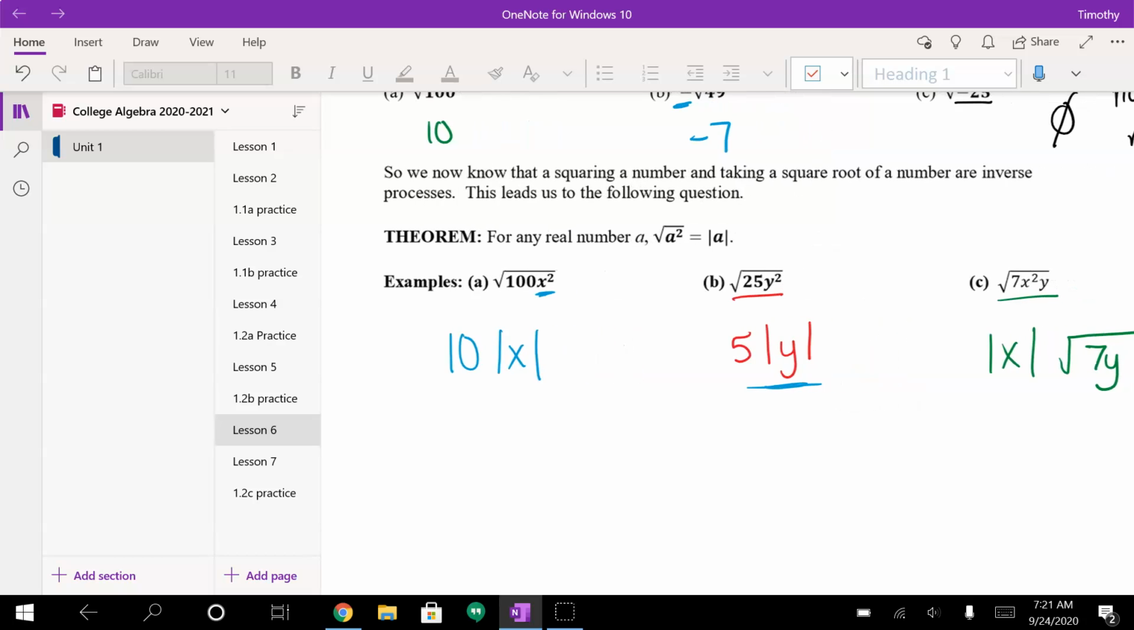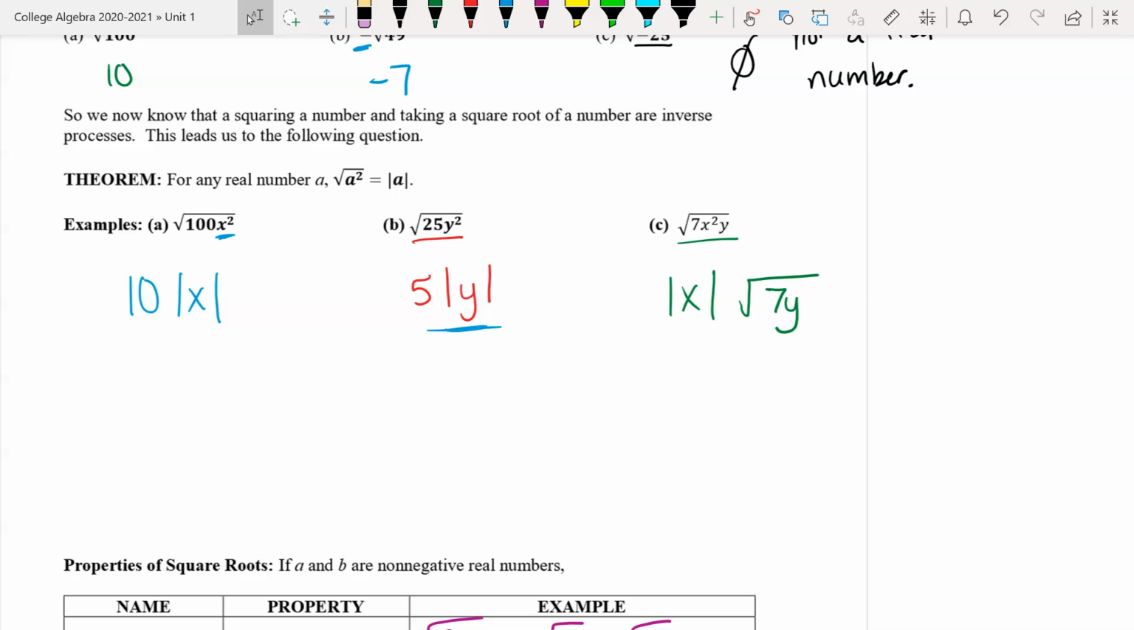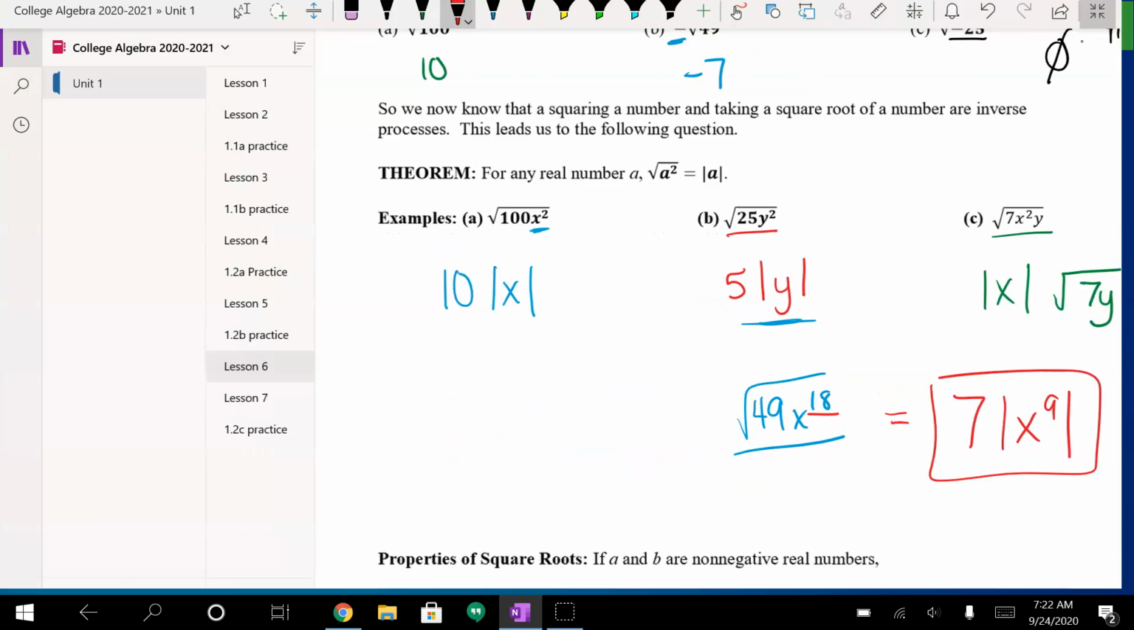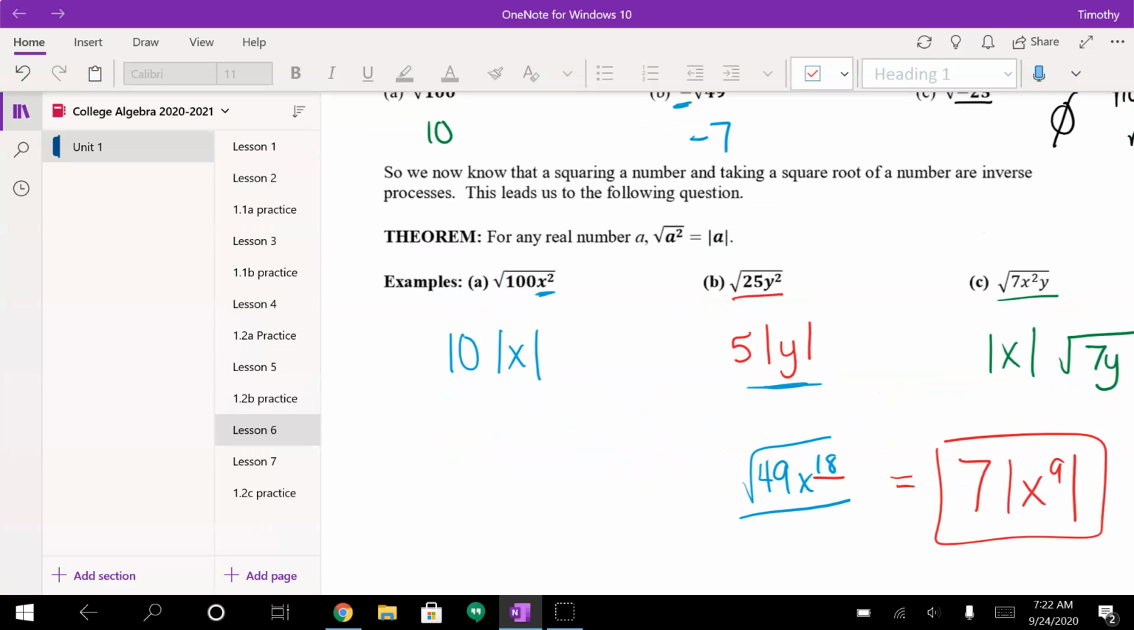So one more example that I could do. Let's say we do the square root of 49 x to the 18th. Well, the square root of 49 is 7. 18 is an even exponent, so if I divide it by 2, I get 9, so it's 7 times the absolute value of x to the 9th. Okay, so just don't forget that basic rule. That's the one thing that's really important from this lesson.